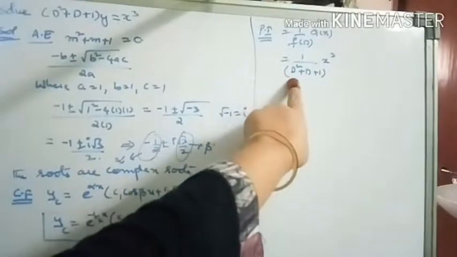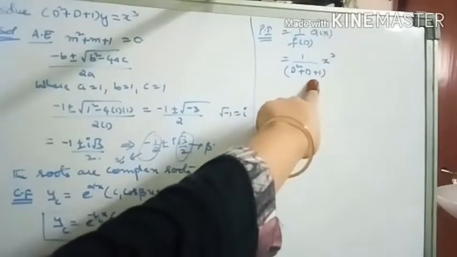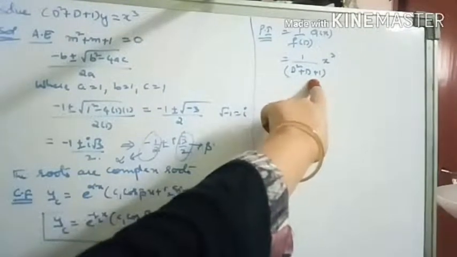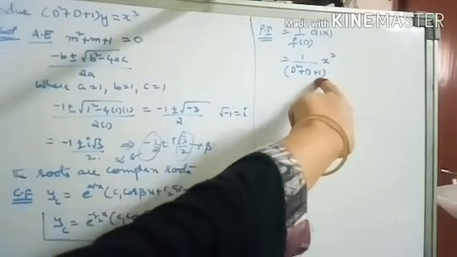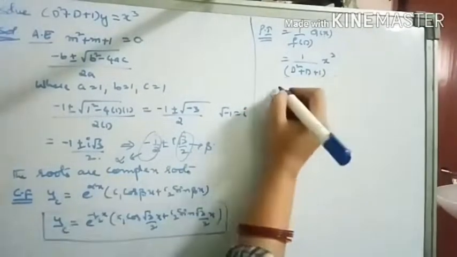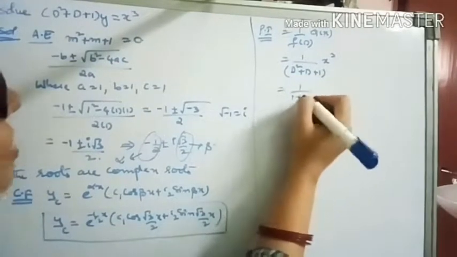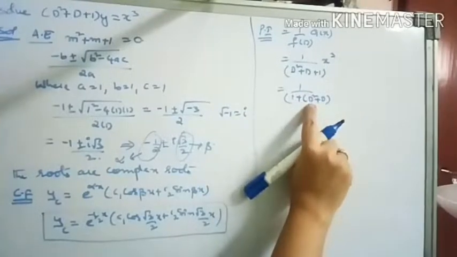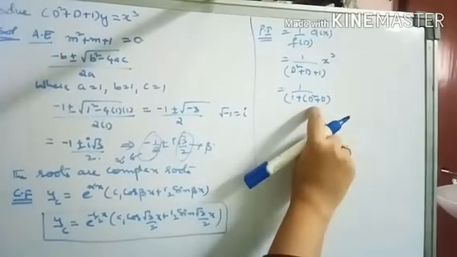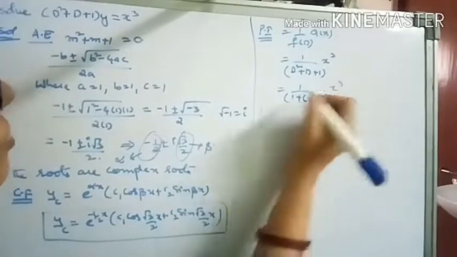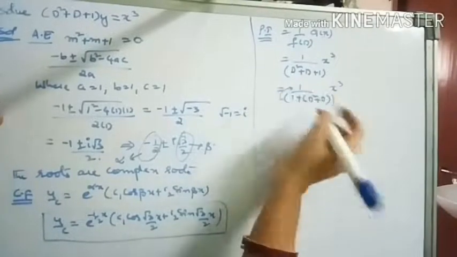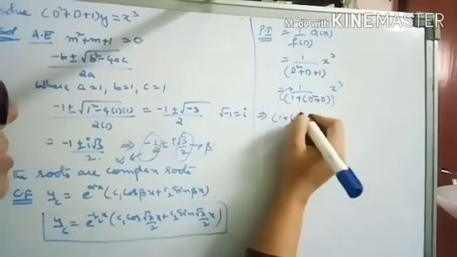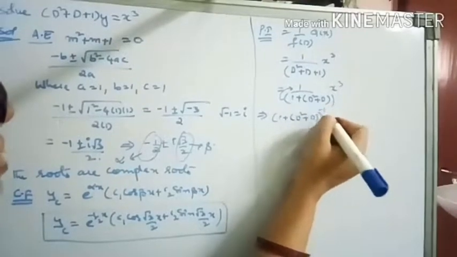We will reduce this D square plus D plus 1 in terms of 1 plus or minus phi of D, where the lowest term in this is 1. It's equal to 1 plus D square plus D, this is known as your phi of D, into x to the power of 3. Now we will take this term to the numerator. It will get reduced to 1 plus D square plus D whole to the power of minus 1 x cube.